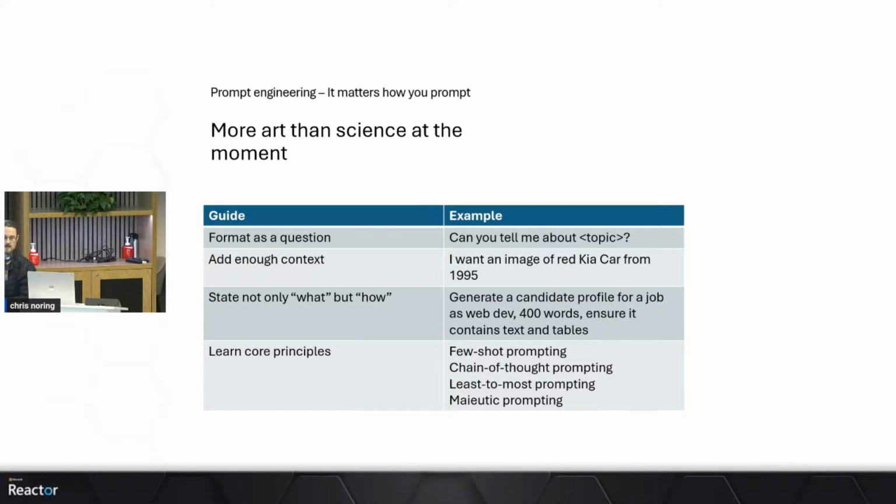You need to be formatting yourself as a question, if it's a question. You need to add in enough context to make sure that you get what you need. And you need to state not only the what, but the how. Many times you need to guide your AI assistant through the process of how are we actually doing this? How can we limit what we need, for example? Unless you want an essay of 2,000 words, limit it to say 400 words, right? Or if you actually want a diagram in there, say so.